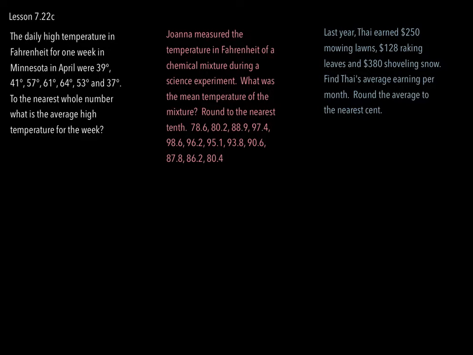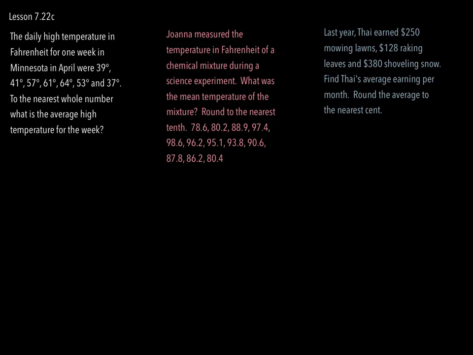We're going to start with the daily high temperature in Fahrenheit for 1 week in April in Minnesota. The temperatures were 39 degrees, 41 degrees, 57 degrees, 61 degrees, 64 degrees, 53 degrees, and 37 degrees. To the nearest whole number, what is the average high temperature for the week? Okay, so you're going to work on that one. Then, when you are done, you're going to work on number 2.